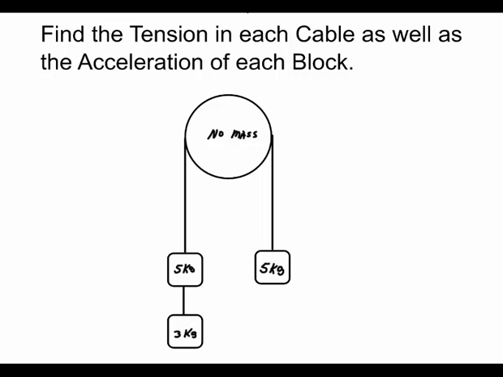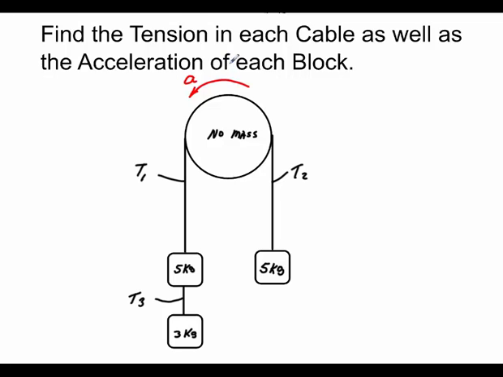We'll go ahead and just label the tensions to start out with. We'll call this one T1. We'll call this one T2. And we'll call this T3. Okay. Now I'm going to identify what direction I think the acceleration is going to go, and I'm going to assume it's going to accelerate this way.